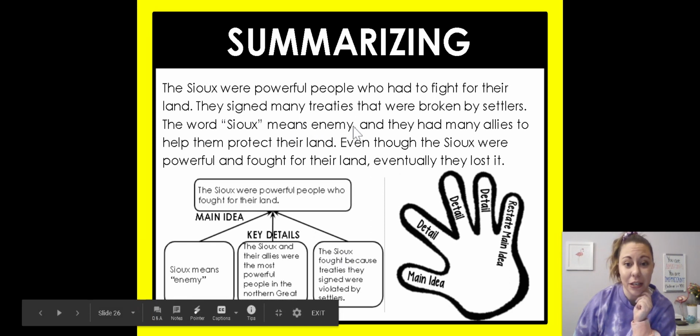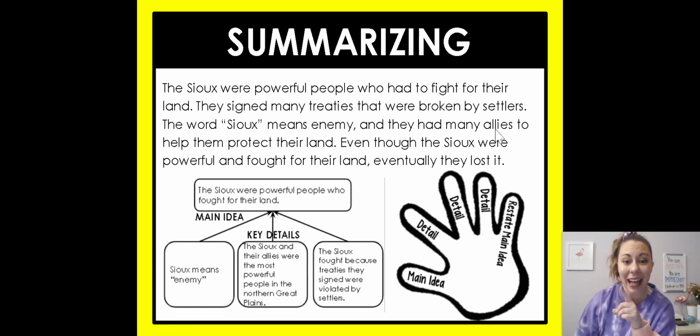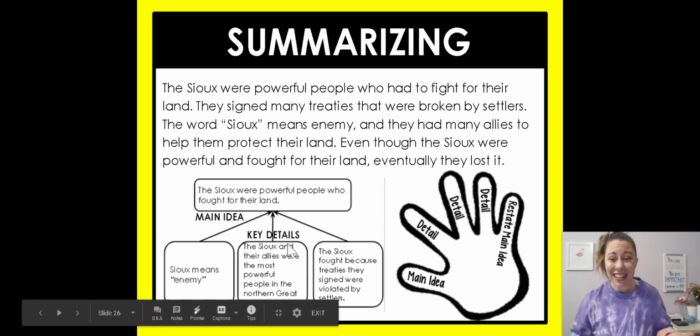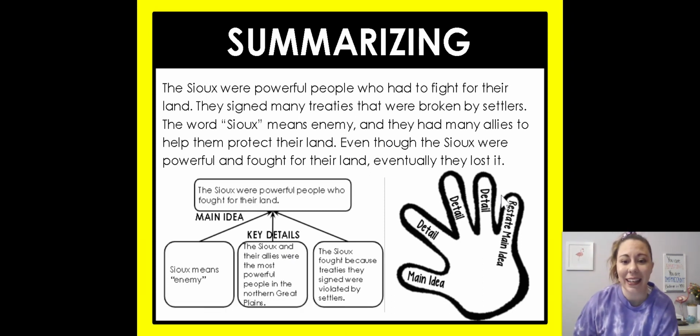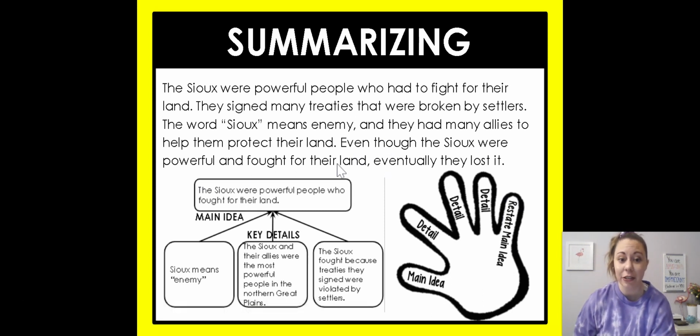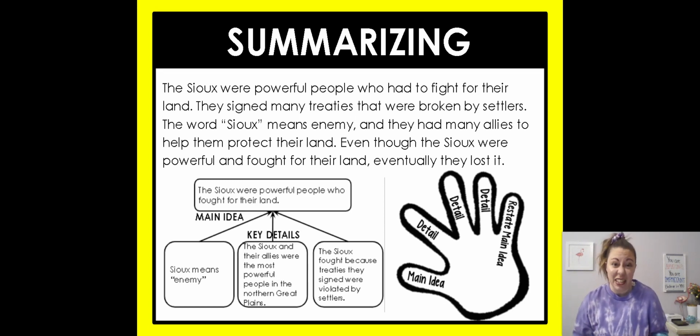So I said they signed many treaties that were broken by settlers. Okay, so that was this key detail right here. The word Sioux means enemy. So that was my other key detail. And I used the word and to combine that, they had many allies to help them protect their land. So that was my key detail that I had in the middle. And notice that I didn't have to use them in the order that I put them in my chart. And then lastly, for my restate the main idea. Even though the Sioux were powerful and fought for their land, remember that was the main idea, eventually they lost it. So I did add a little extra by saying that they did eventually end up losing their land.